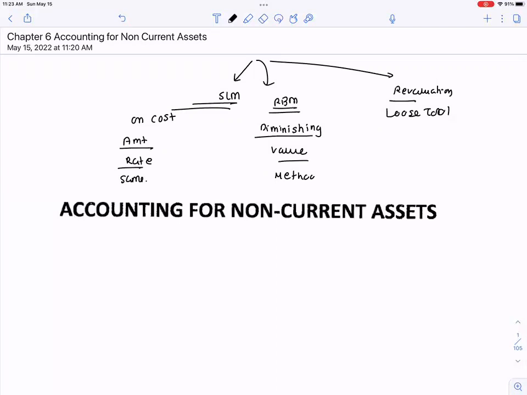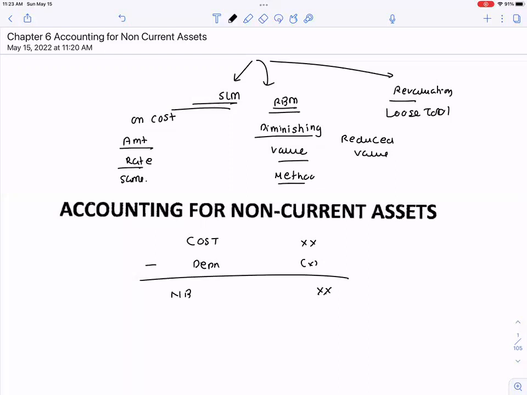In reducing balance method, you will charge depreciation on the reduced value. Which value will you charge depreciation on? Reduced value. So suppose you have the cost. From that you will minus depreciation. What is the reduced value called? Net book value. Then you charge depreciation on the net book value.